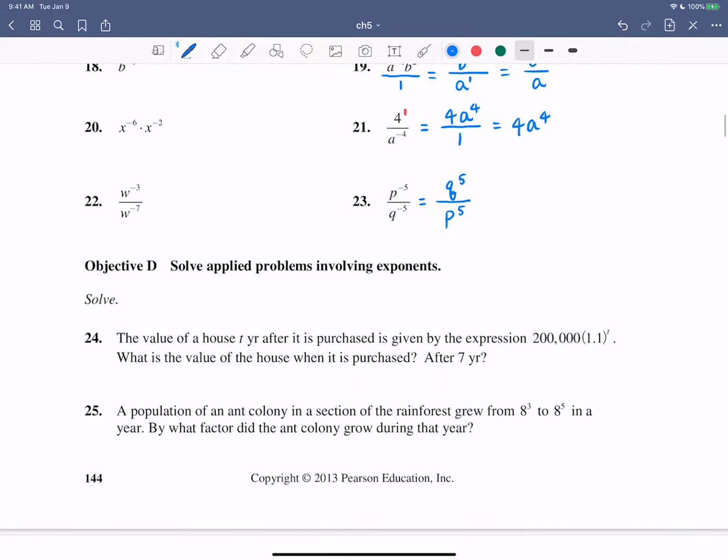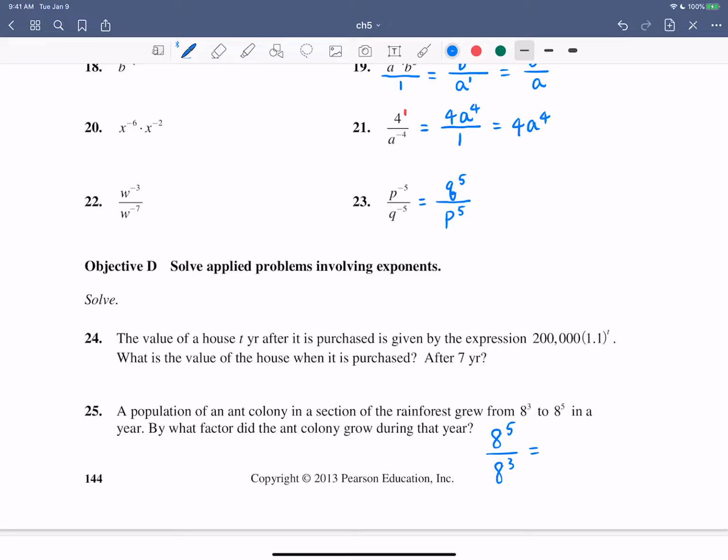Moving on to the last problem of this section. Number 25. A population of an ant colony in a section of a rainforest grew from a cubed to a to the 5th in a year. By what factor did the ant colony grow during that year? In this case, we simply do a quotient to find out the factor. The beginning is a to the 3rd and the end is a to the 5th. So you put a to the 5th on the top, a to the 3rd on the bottom.